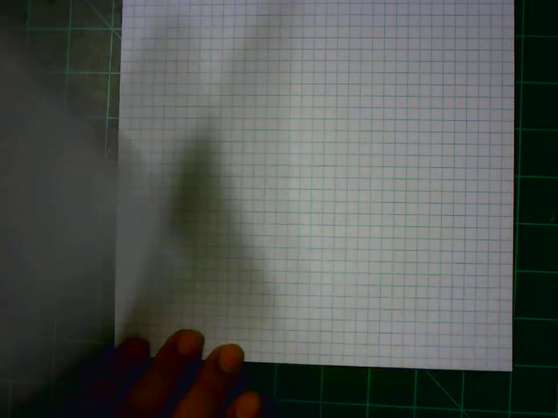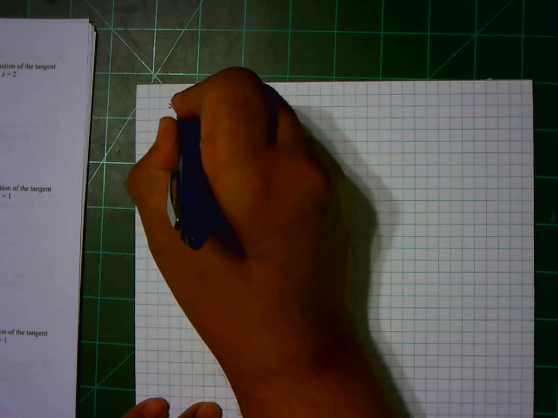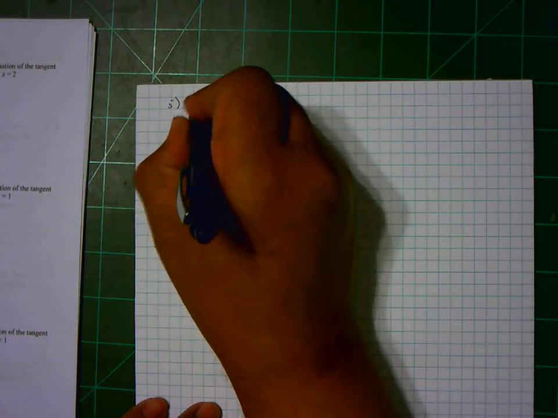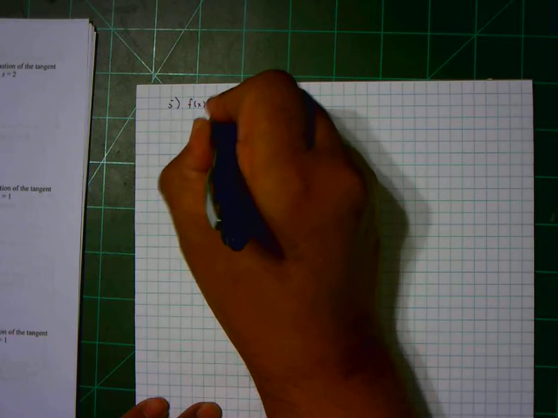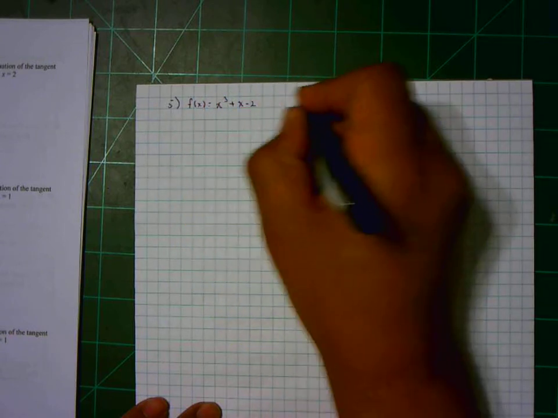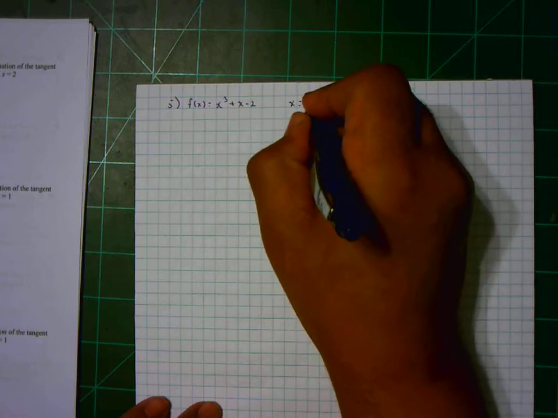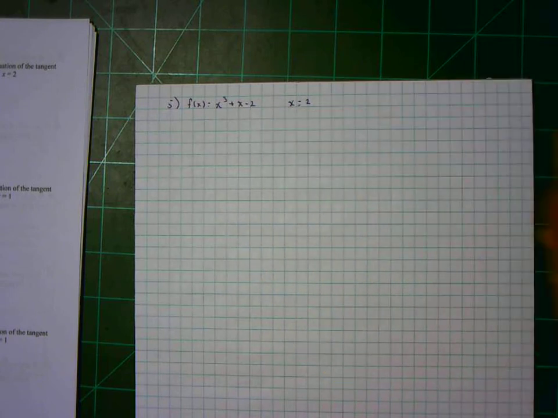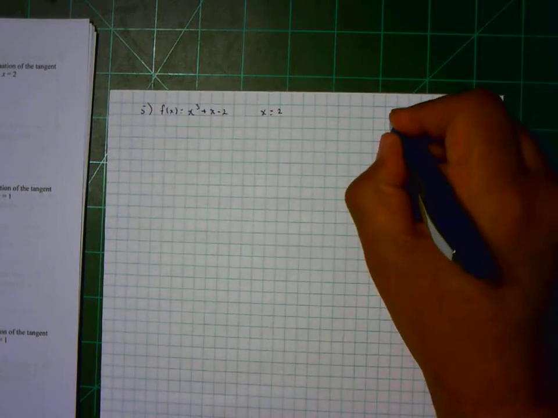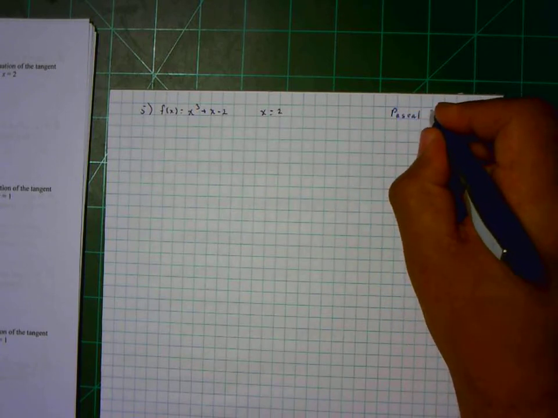Now let's look at number 5. Number 5 is f of x equals x cubed plus x minus 2, and I'm concerned about what happens when x equals 2. Now that's a cubic. We have to expand that out. One of the things we can use for the expansion is something called Pascal's triangle. I don't know if you remember this or not.